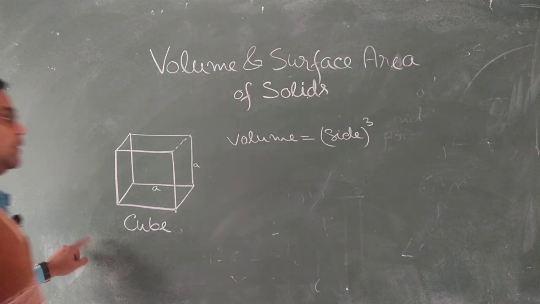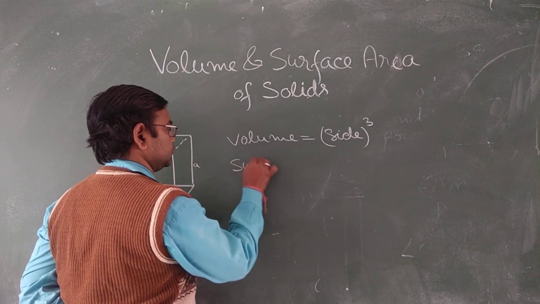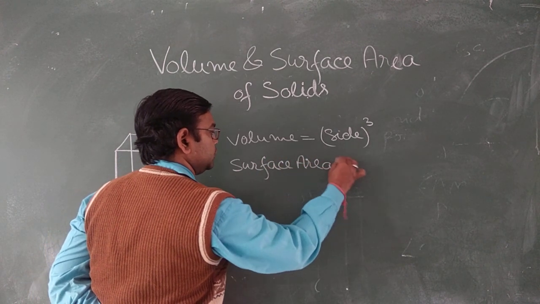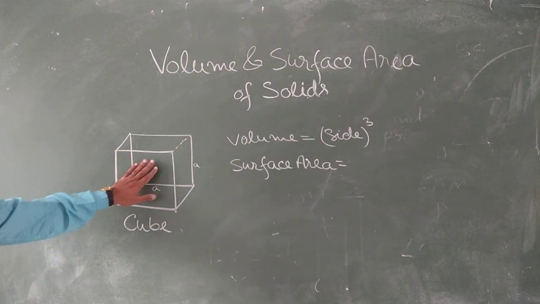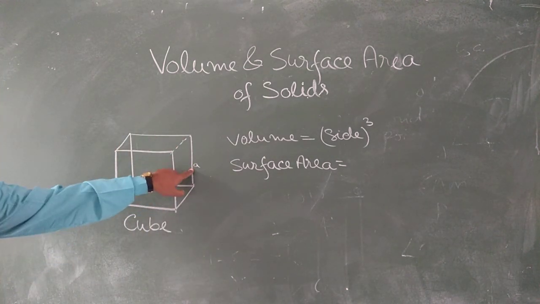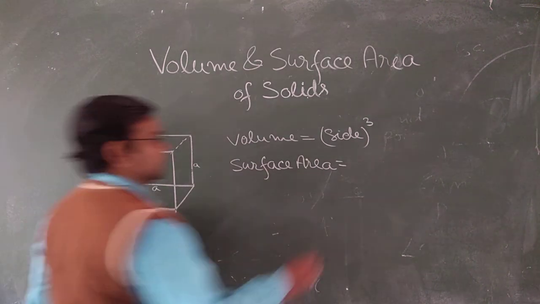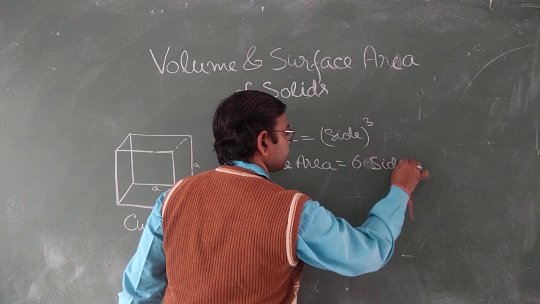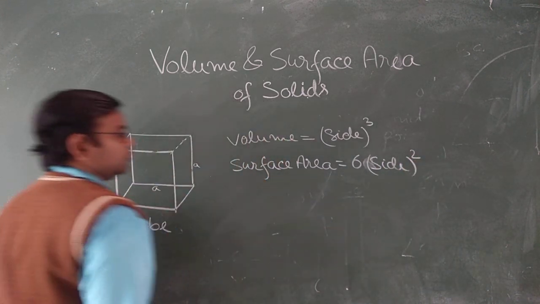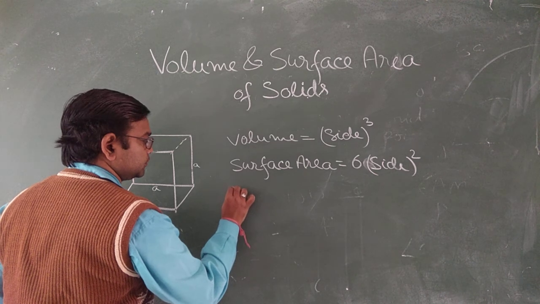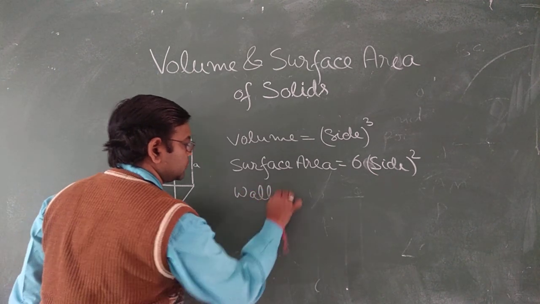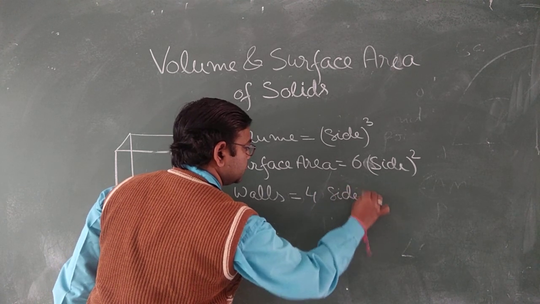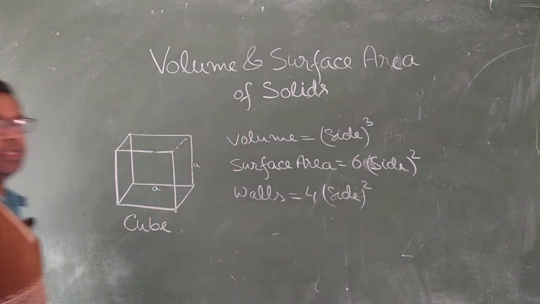Clear? Surface area means total surface area. The area of one surface is a into a, a square. Though there are 6, so 6a square, 6 into side square, sorry. What is the lateral surface area of walls? Area of walls equals, there are 4, so 4 into side square. Hope this thing is clear to you.